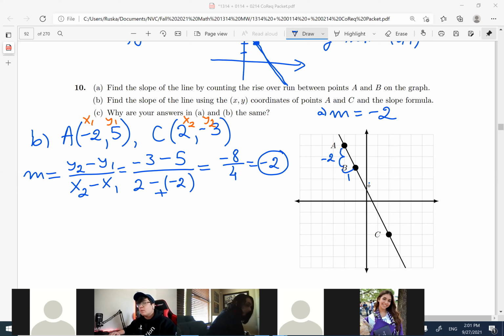Okay, so we had the same slope, -2, and the slope we got just looking at the graph is also -2. Why are the answers the same? You get the same number for the slope.